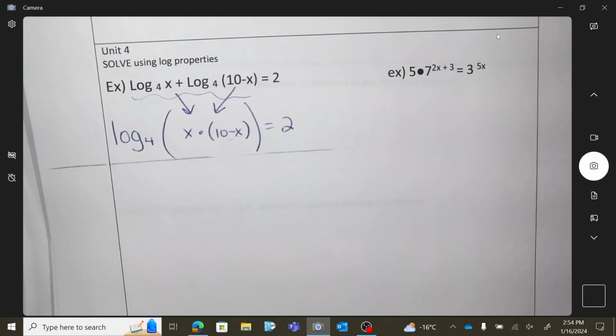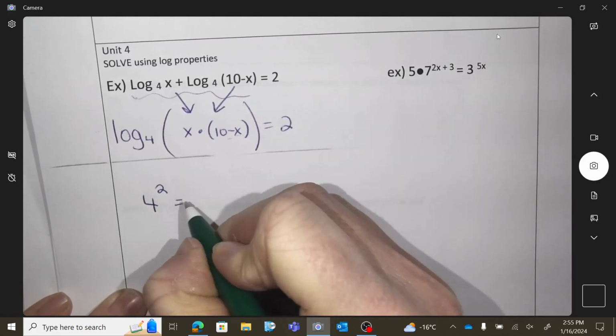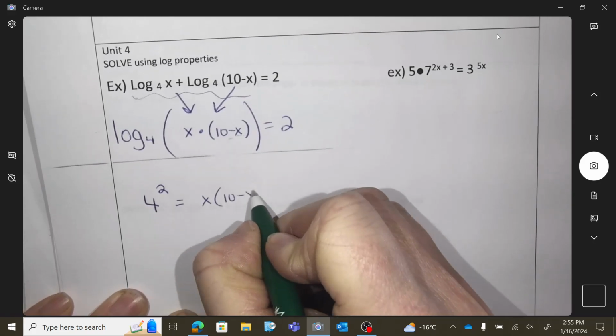Okay, so do you see what I did? The two separate adds glued together with multiplication. Then, this is in a log format. So what do you think I should do? Switch it to exponential. So base 4 to exponent 2 equals result.